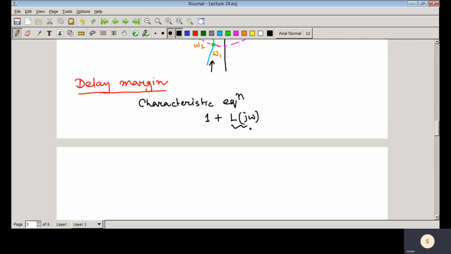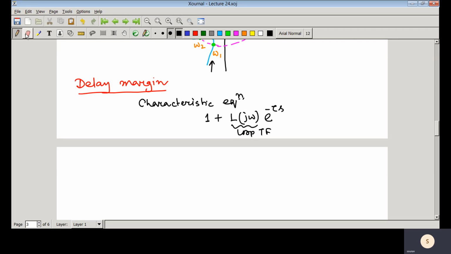So L is that loop transfer function, so this one is equal to 0. But whenever there is some delay, that means there would be one exponential term that we have seen, e to the power minus tau s.